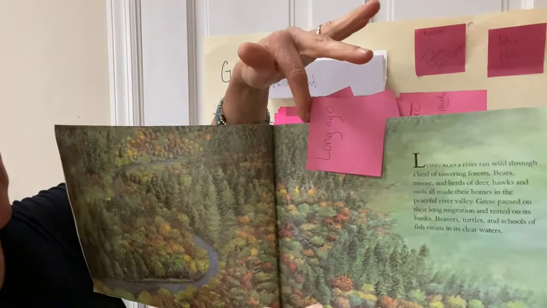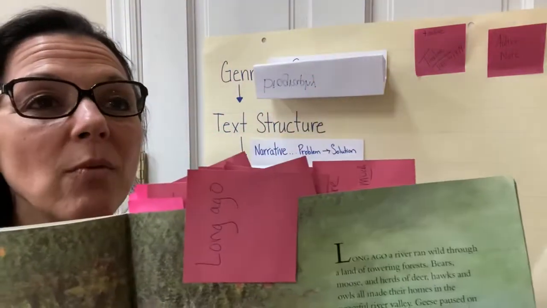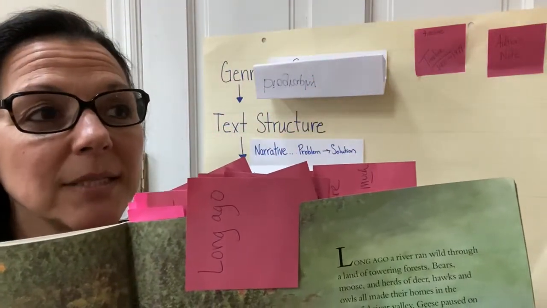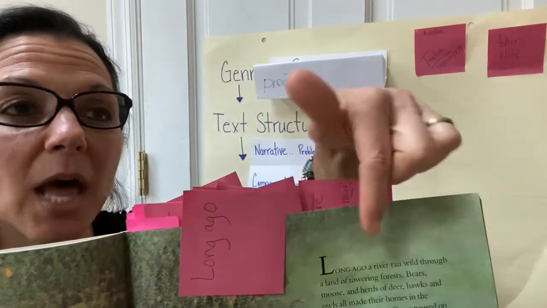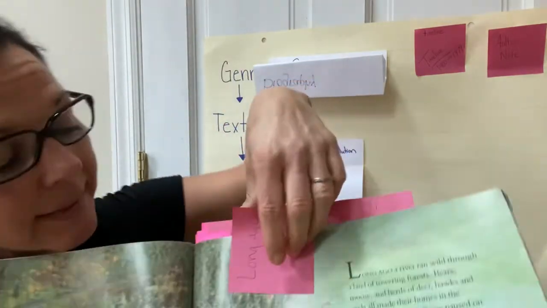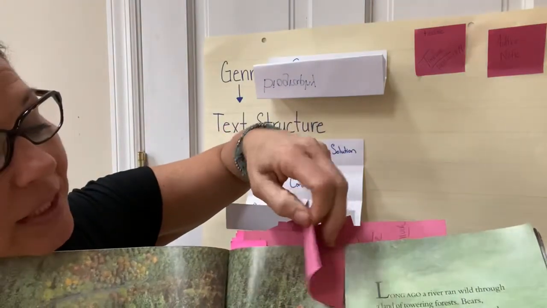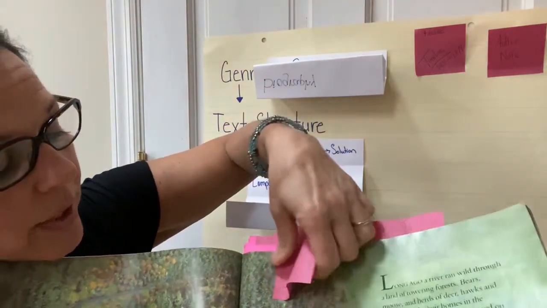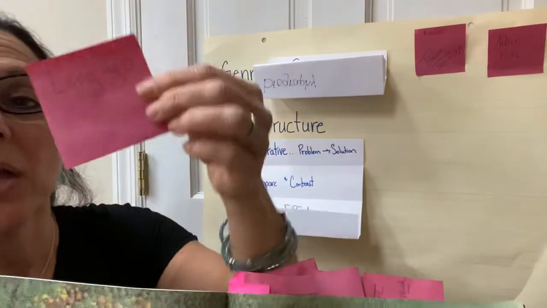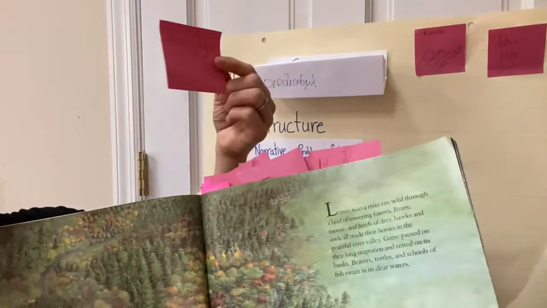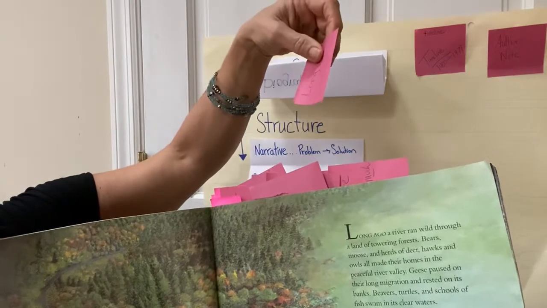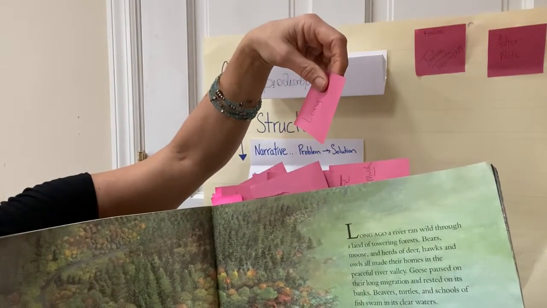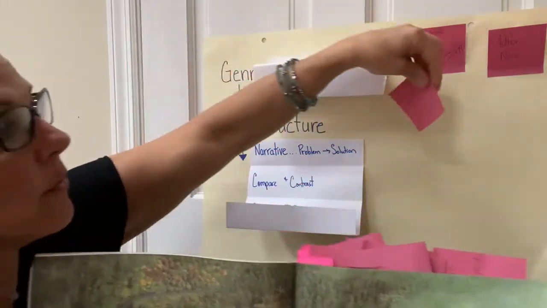I want you to go through and say, can I tell what kind of story this is by the way that the story's first lines are given to me? Like we have, sorry, hold on. There we go. Long ago starts this page off, the first page. Long ago, a river ran wild through a land of towering forests.